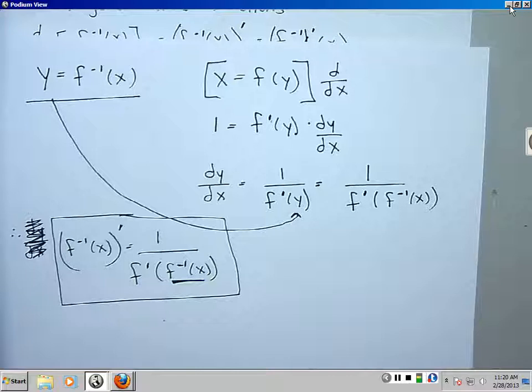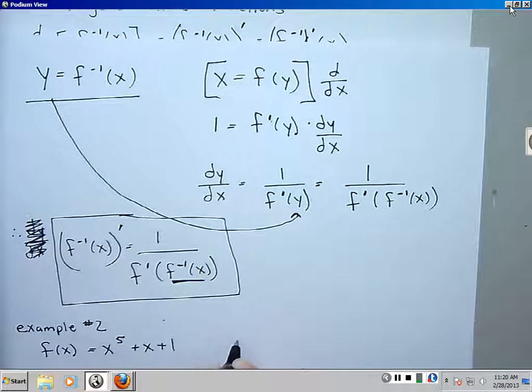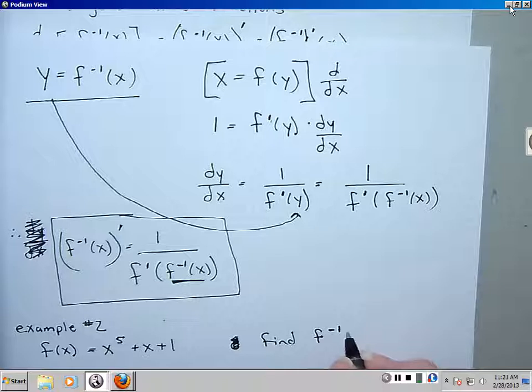So let's look at an example, and I think it will click. This is the formula. We showed it by doing implicit differentiation. Let's look at example number 2. I have the function f of x equals x to the 5th plus x plus 1, and I want to find the derivative of the inverse function, f inverse of x.